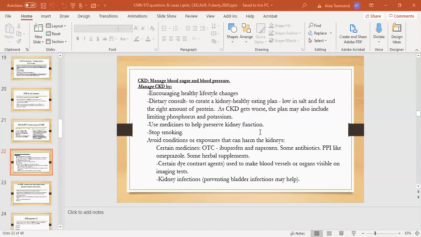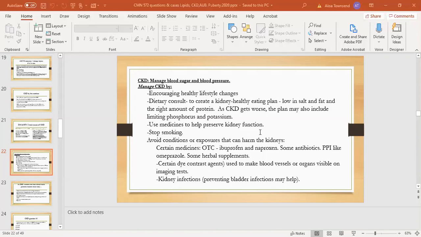There are a lot of them that need this: these diabetic patients, your major heart control, hypertensive patients, etc. They can truly help you a lot if you have a good dietitian that can help them with this. But on your consults, be specific with what you want them to address, so they can work with the patient, and not just a general consult. As CKD gets worse, the plan may also include limiting their phosphorus and potassium.